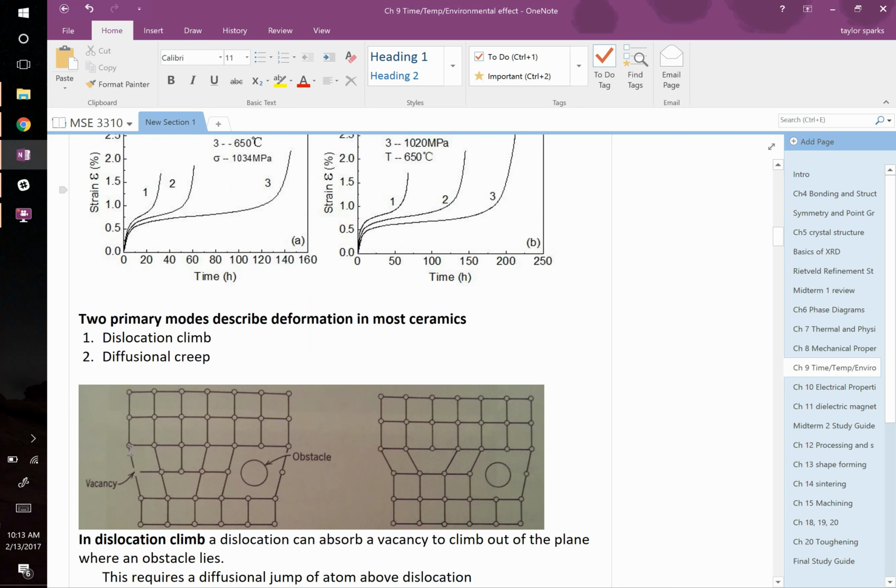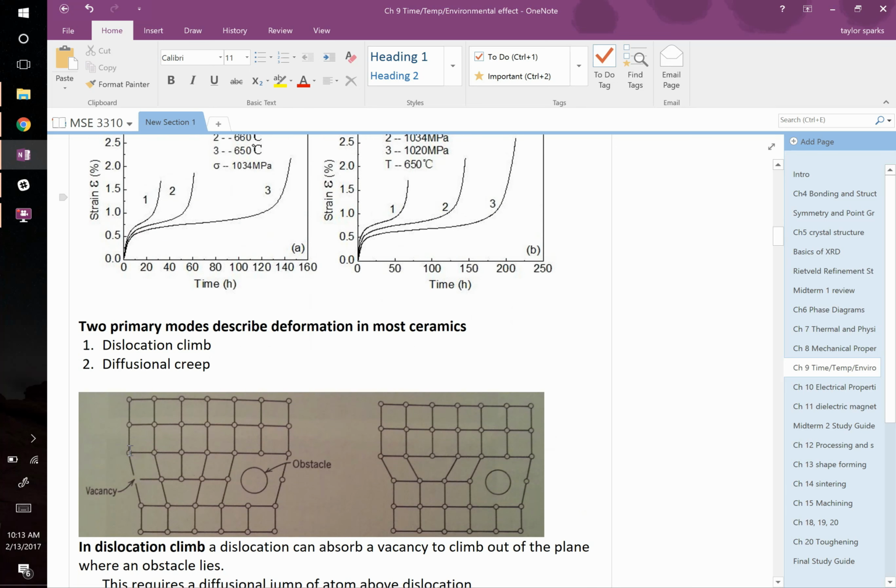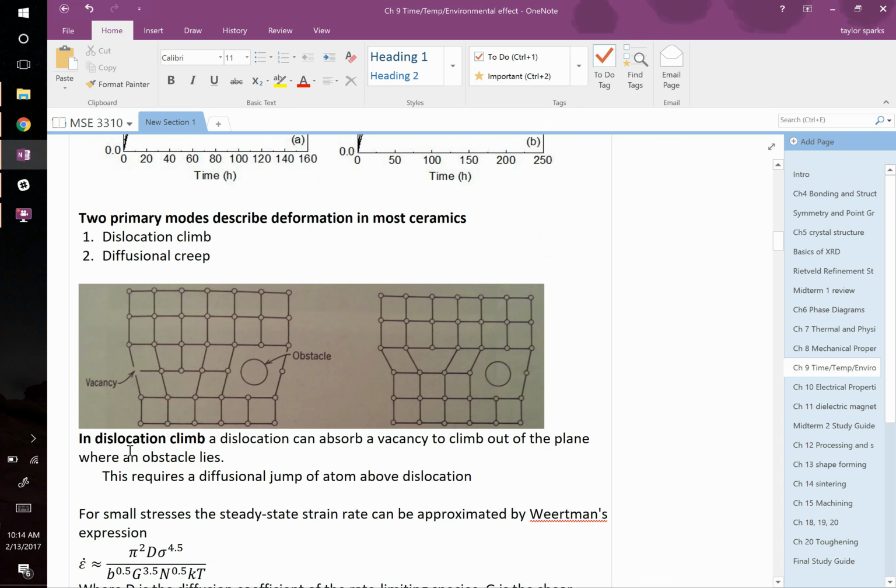So let's talk about how deformation does occur in ceramics. It doesn't occur very easily, but if it does occur, it must be either dislocation climb or diffusional creep, right? So dislocation climb looks something like this. You've got your obstacle. Here's your dislocation, see the extra half row of atoms here. It would like to move through the material and cause deformation.